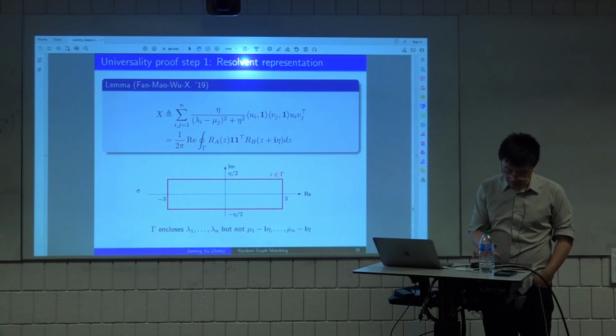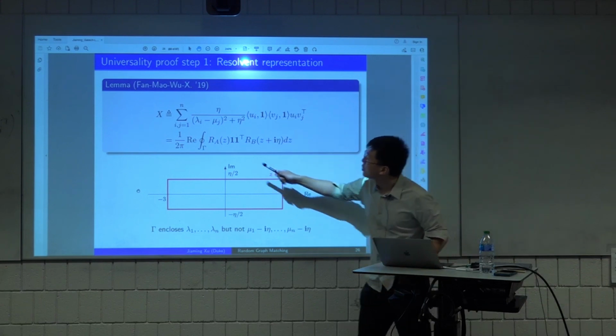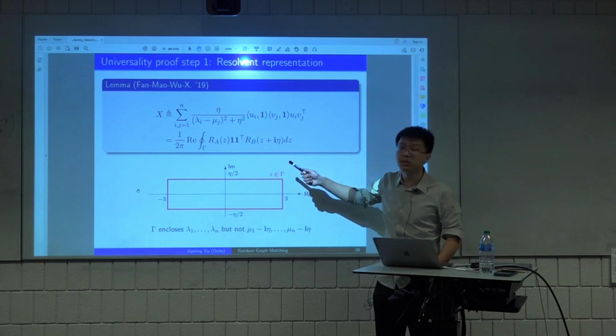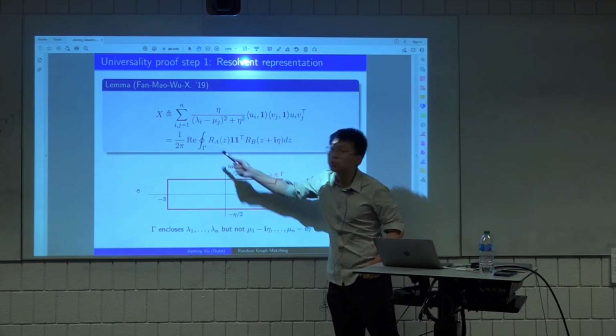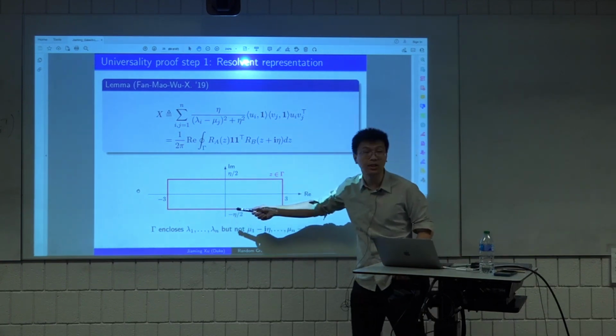Okay. So in particular, this R_A(z) is a resolvent for A, and then this is a resolvent for B. This 1 transpose coming from this part. And then you take a contour integral over gamma, and this is actually the contour that we're looking at.